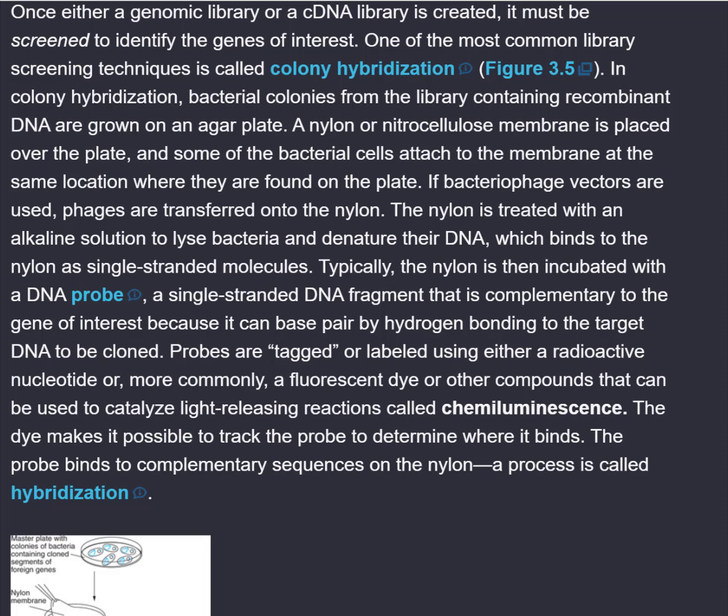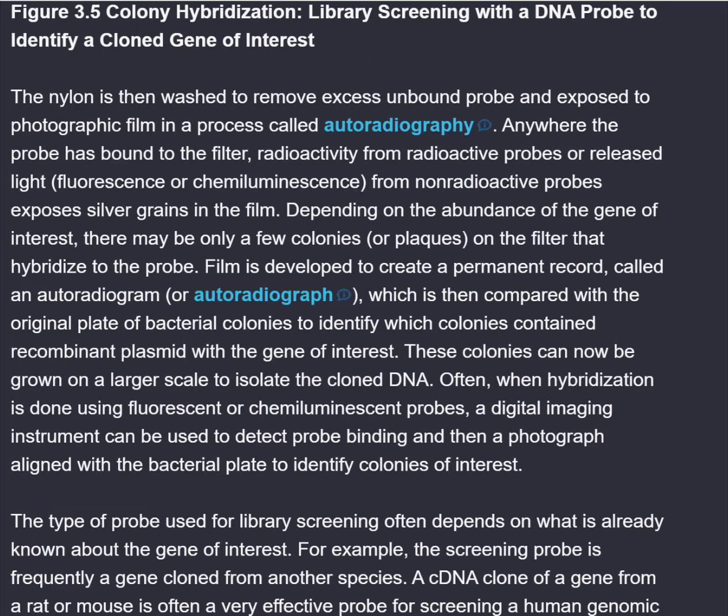Probes are tagged or labeled using either a radioactive nucleotide or, more commonly, a fluorescent dye or other compounds that can be used to catalyze light-releasing reactions called chemiluminescence. The dye makes it possible to track the probe to determine where it binds. The probe binds to complementary sequences on the nylon. A process is called hybridization. Figure 3.5 Colony hybridization, library screening with a DNA probe to identify a cloned gene of interest.